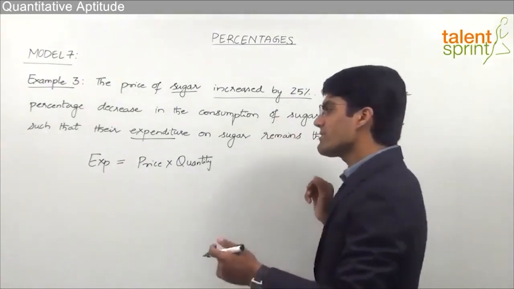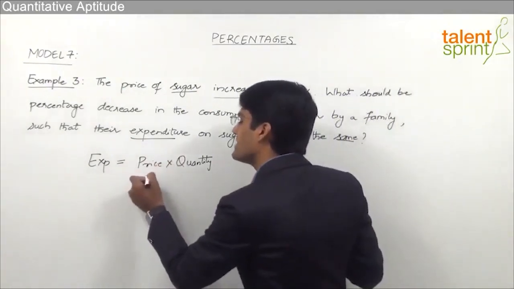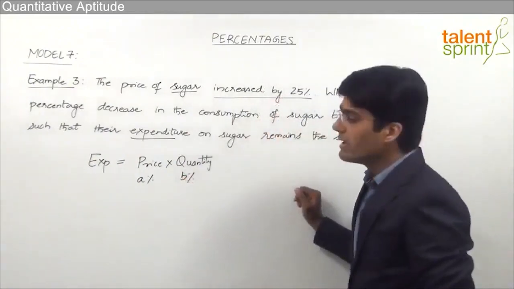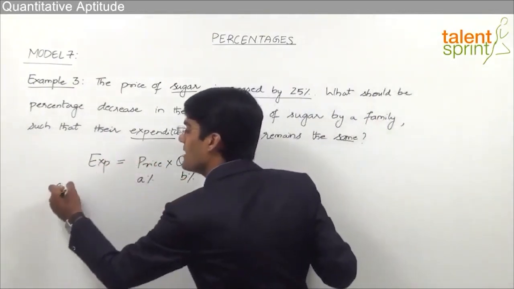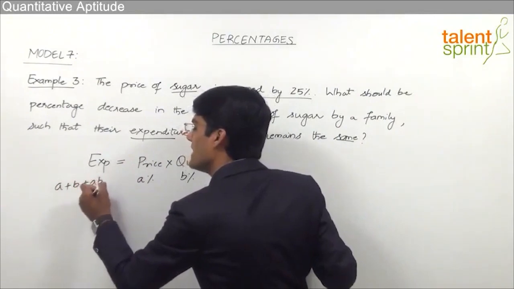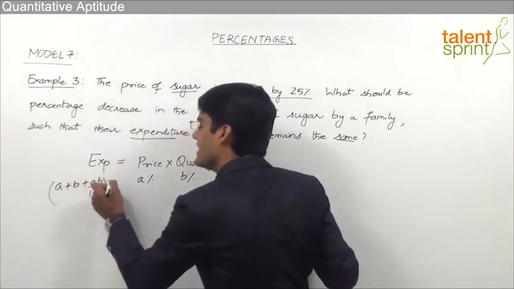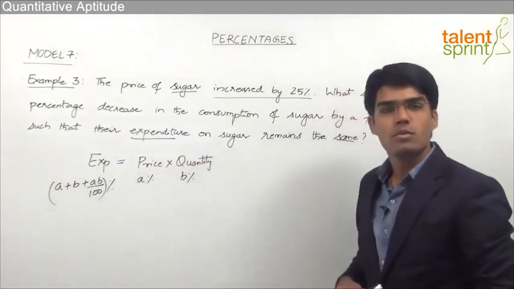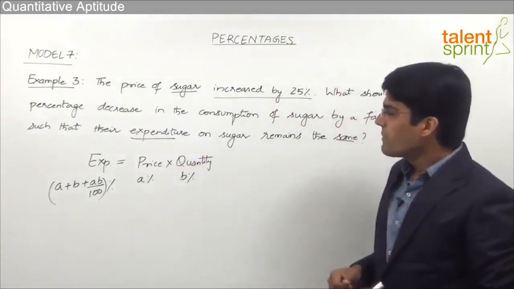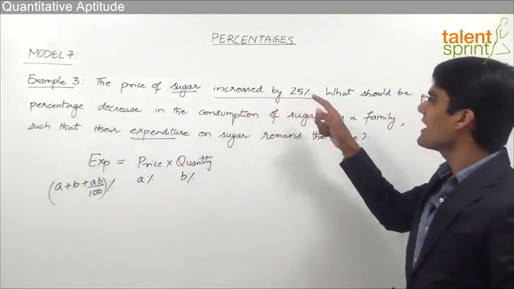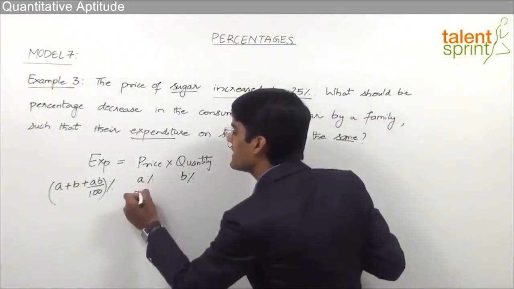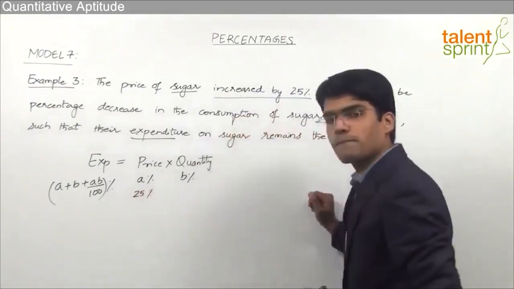Now if you try to understand, even in this case, if the price changes by A% and the quantity changes by B%, the change in expenditure should be taken as A plus B plus AB by 100%, as it is nothing but an effective percentage change due to price and quantity together. Now if we observe the question here, price of sugar has increased by 25%. So very clearly A here is nothing but 25.